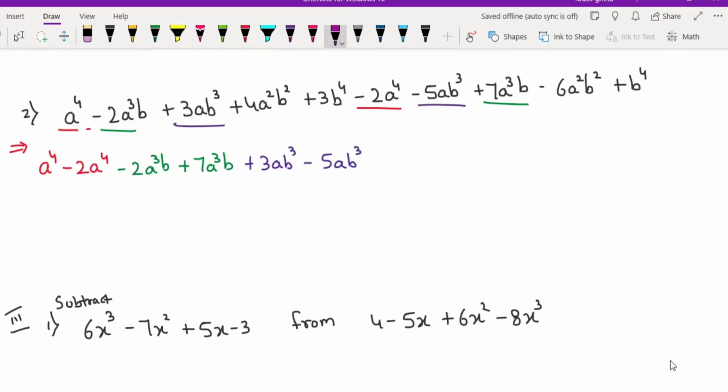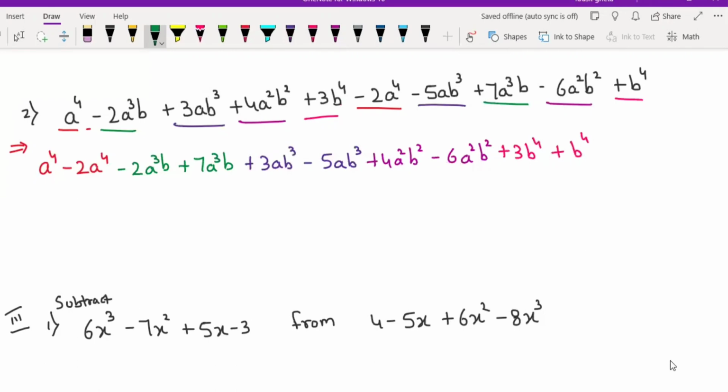Moving to the next, that is plus 4a square b square. Where is the term with the same variable over here? That is minus 6a square b square. Okay, moving to the last one, that is plus 3b to the power of 4, and the one more is over here, that is plus b to the power of 4. Let them solve. As you can see, I'm replacing the like terms with a different colored ink.